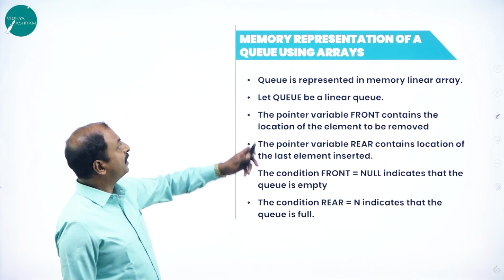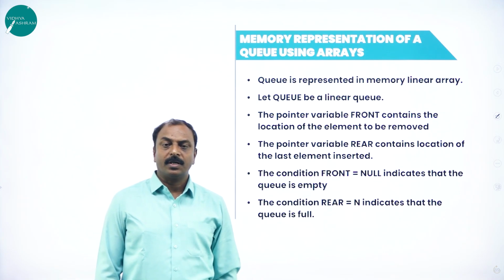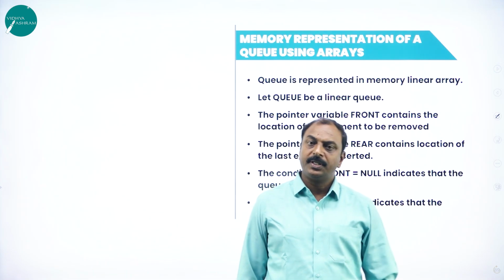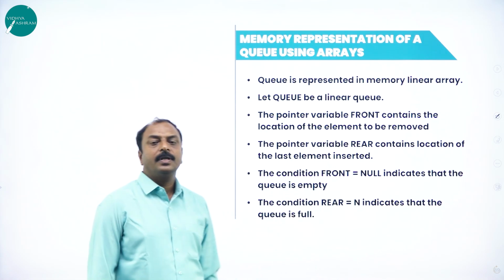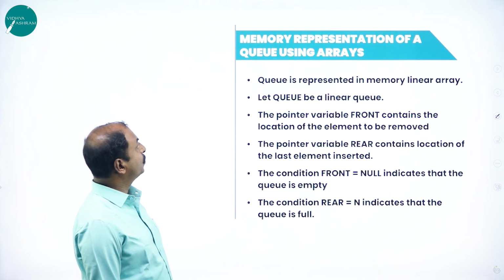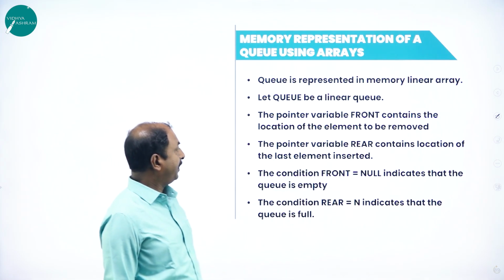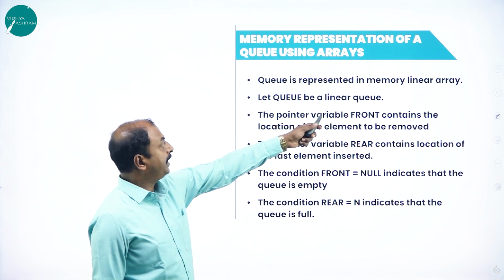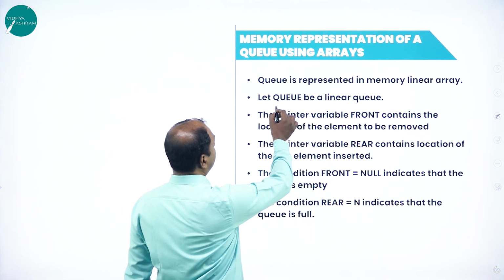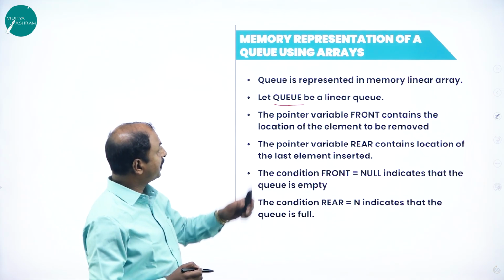Here, memory representation of a queue using arrays. We are implementing queues using a single dimensional array. Now let us see how we can represent it in computer memory through arrays. A queue is represented in memory as a linear array. Let Q be a linear queue. QUE is the name of the queue.